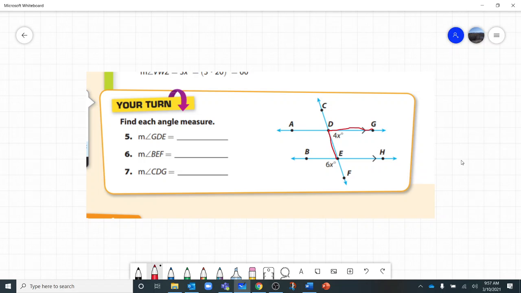So it's the angle that makes. So GDE is the 4x, BEF is the 6x. Again, start at B, go to E, go to F. I did that one much better. That would be the 6x. And CDG is the one that's on the other side of GDE. So this one right here would be CDG.